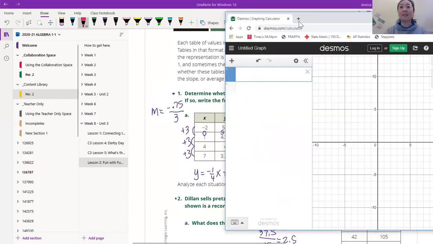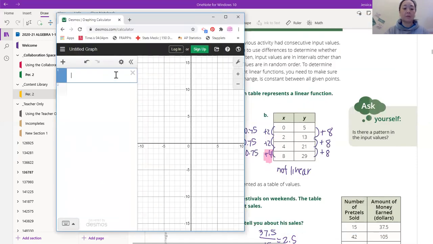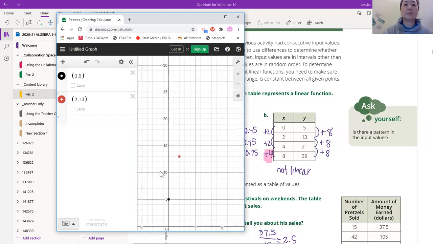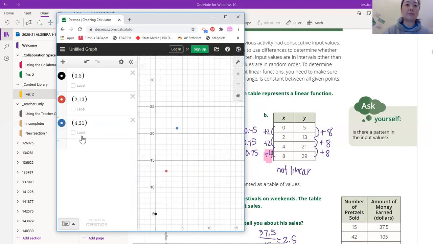All right, so let's take a look here. Let's see if I can do this. Okay, here we go. So here we have 0, 5. That's the black point right there. And then we have 2, 13. I'm going to scroll this down a little bit so you guys can see it. And then we're going to go to 4, 21. Oh, yes, right there. Totally missed that. And then 8. So far it looks really good. It looks like a nice straight line. And then 8, 29.